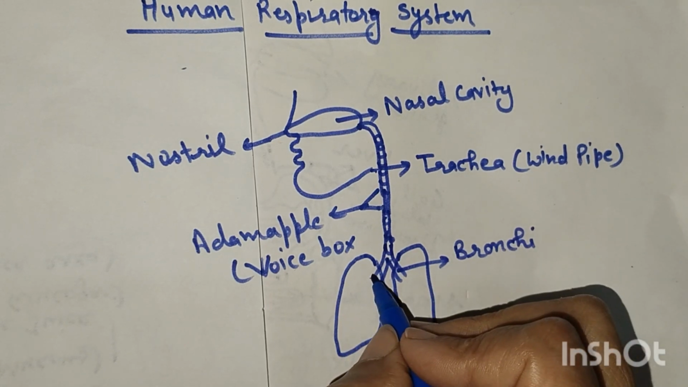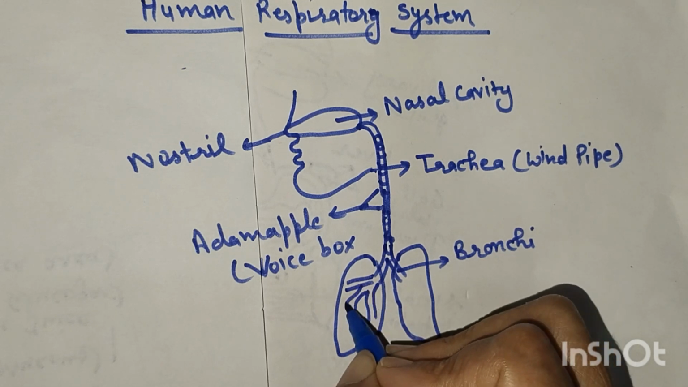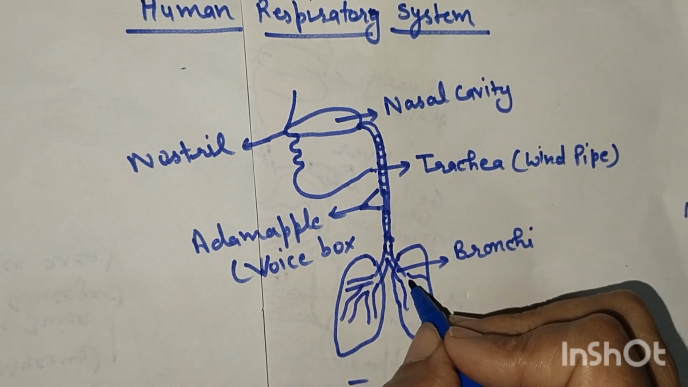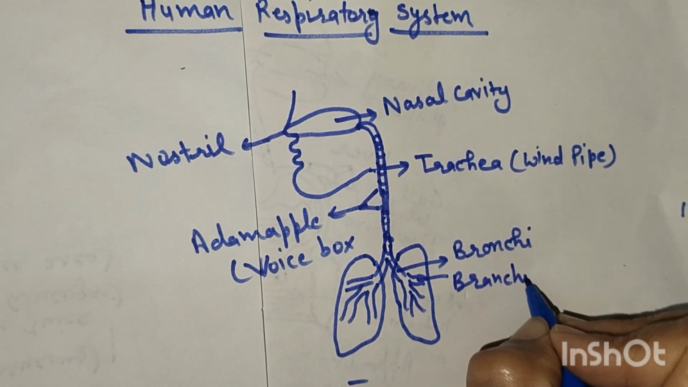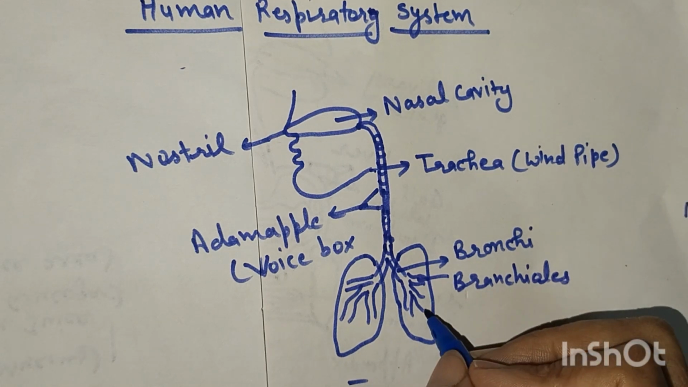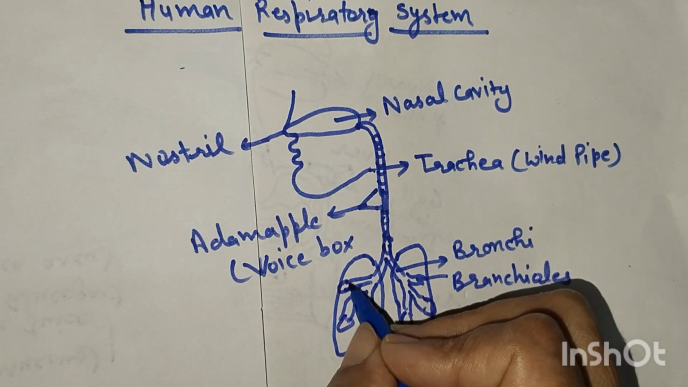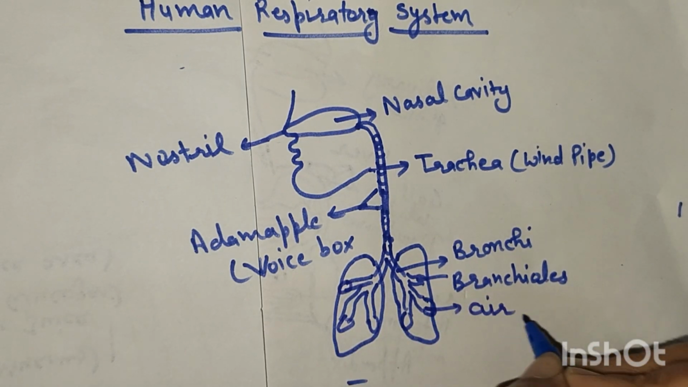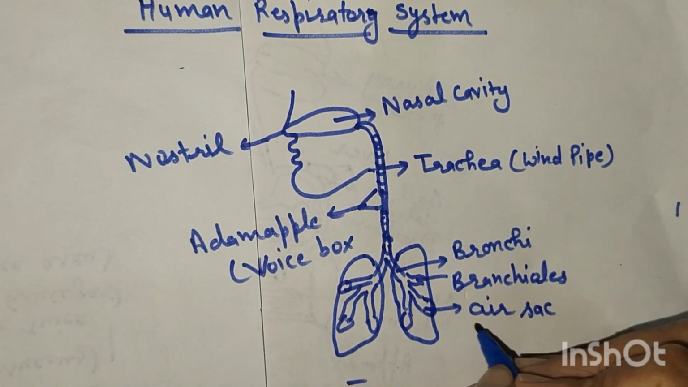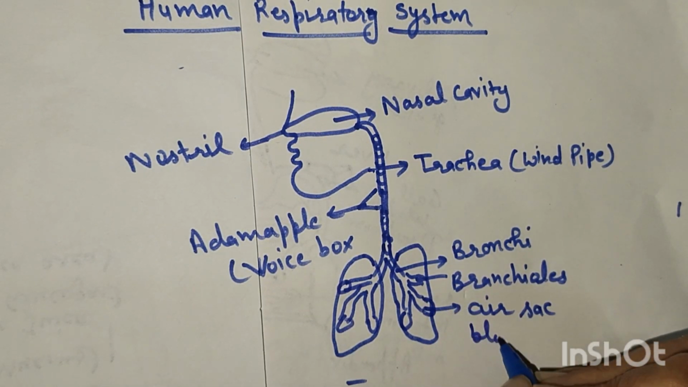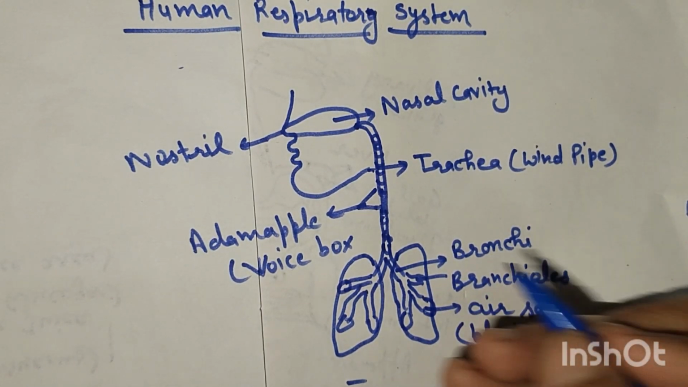Now these bronchi in both lungs divide into branched structures, and these are called bronchioles. At the end of the bronchioles, there are balloon-like structures called air sacs, or alveoli. From these air sacs, air is exchanged, and they are connected with blood vessels to exchange the gases.